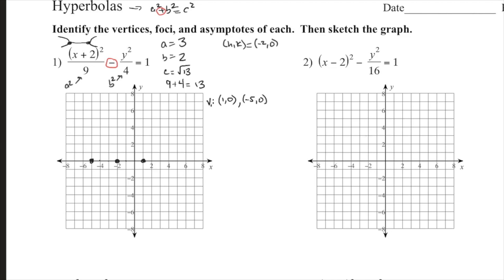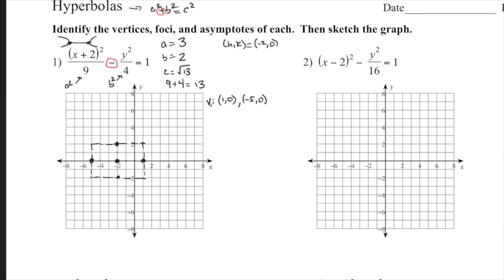I'm going to take B and go up and down with it: up 1, 2, and down 2. At this point, it feels like we're graphing an ellipse, but here's what's going to happen. You've just mapped out essentially the midpoints of all the sides of the box. So I'm going to draw vertical and horizontal lines through my dots, and it'll create this rectangle, possibly a square.